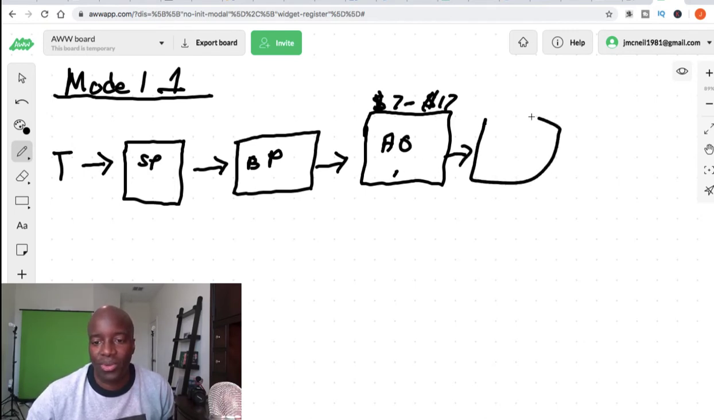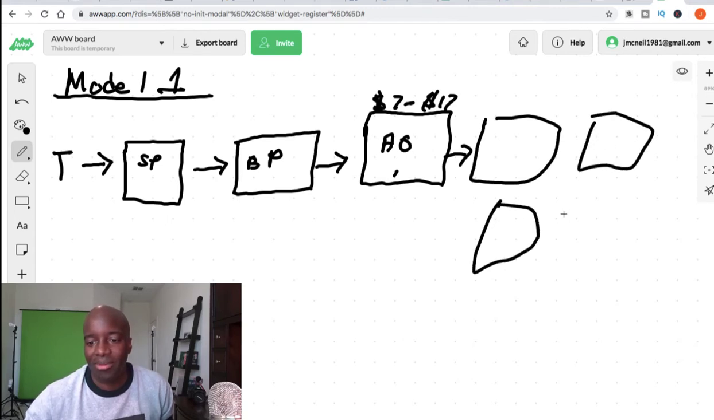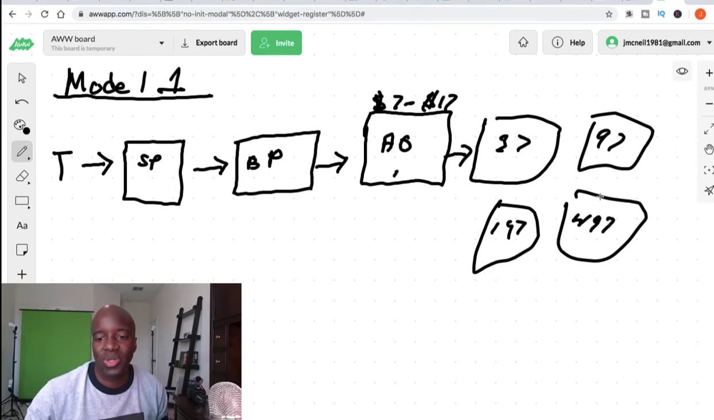So there may be an upsell 1, there may be an upsell 2, an upsell 3, an upsell 4. So there could be $37 here you can make. This could be $97. This could be $197. And this could be, I don't know, maybe a high ticket webinar that can be $497. You can make commissions on that.